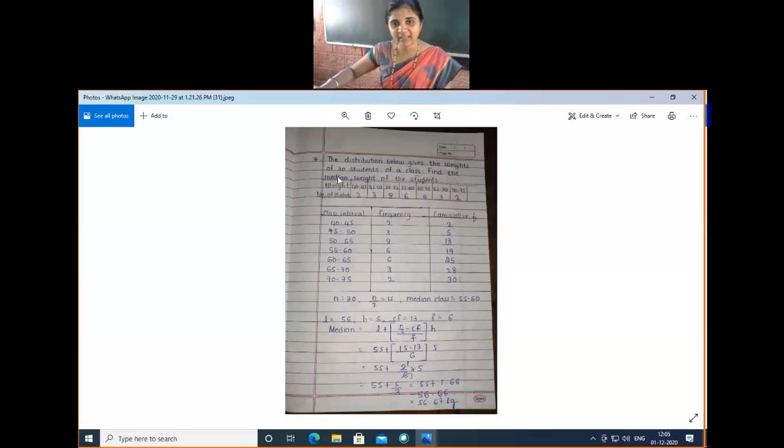Oh, seventh one is there, no? Yeah, one more problem is there. Okay, it's okay. The distribution below gives the weights of 30 students of a class. Find the median weight of the students.